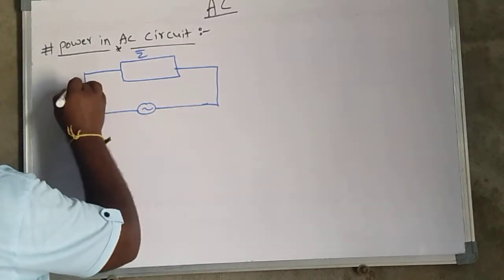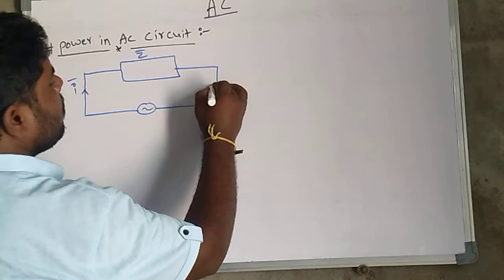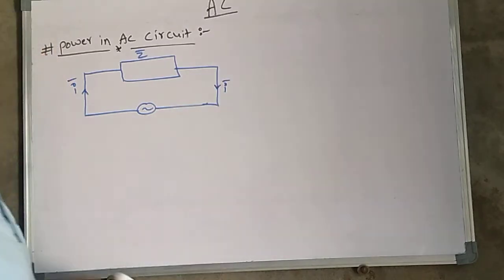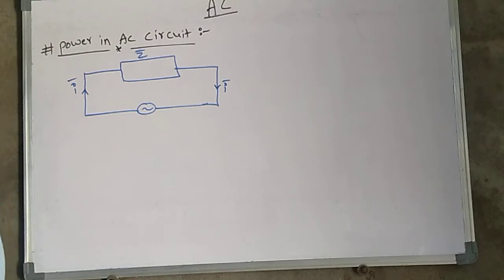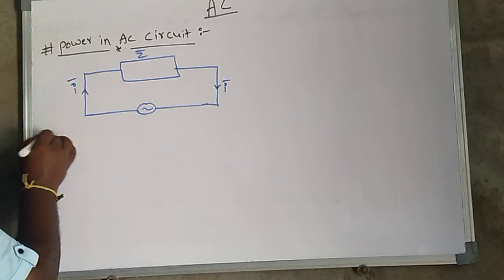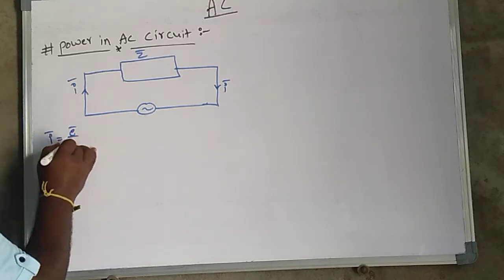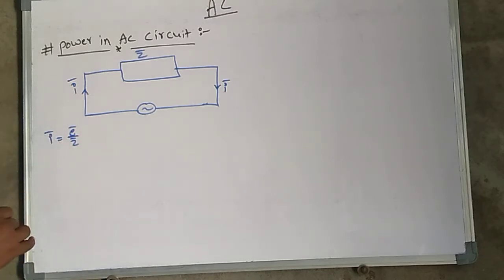Here the current phasor I bar. This is the direction. This is the current phasor. This is the impedance phasor. So in this one, the current phasor is equal to E bar divided by Z bar. We already studied this in the previous class.